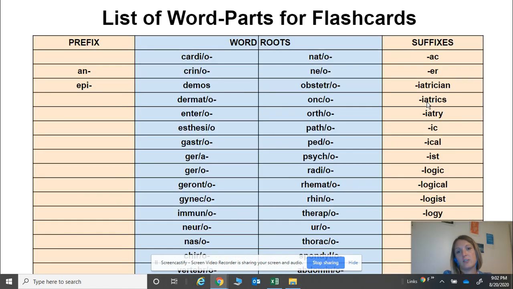And that is it for the chapter so far. This is a list of all the words you're going to make your flashcards for and become experts in.